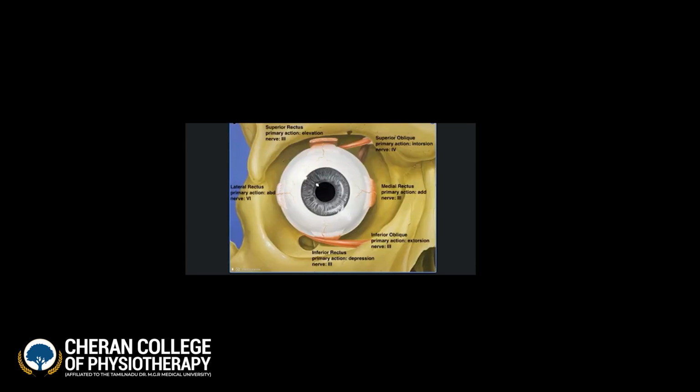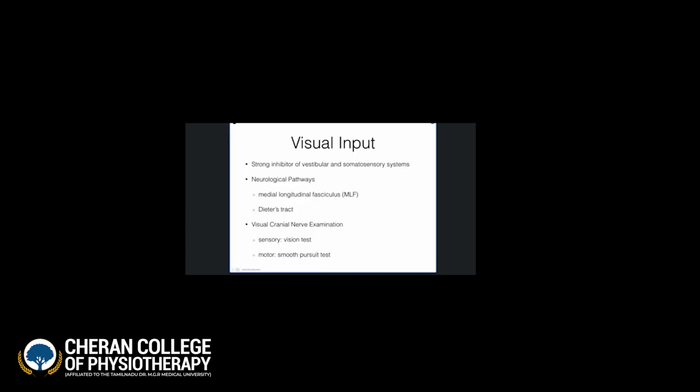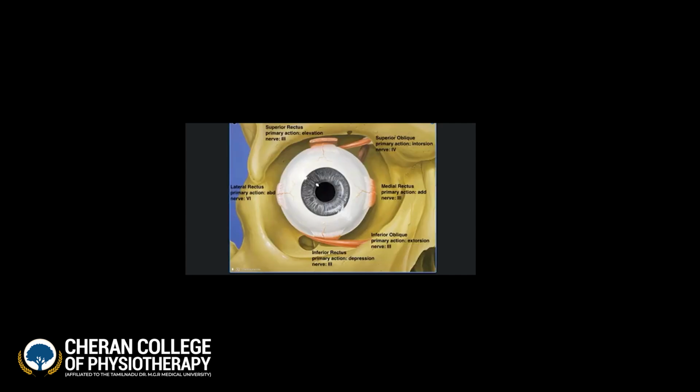The next one is how the eye muscles work. When you see the visual input, you have to see the eye muscles working. One is the superior rectus, inferior rectus, medial rectus and lateral rectus, superior oblique and inferior oblique. So I have mentioned here which nerve is mostly involved for the sensory input.